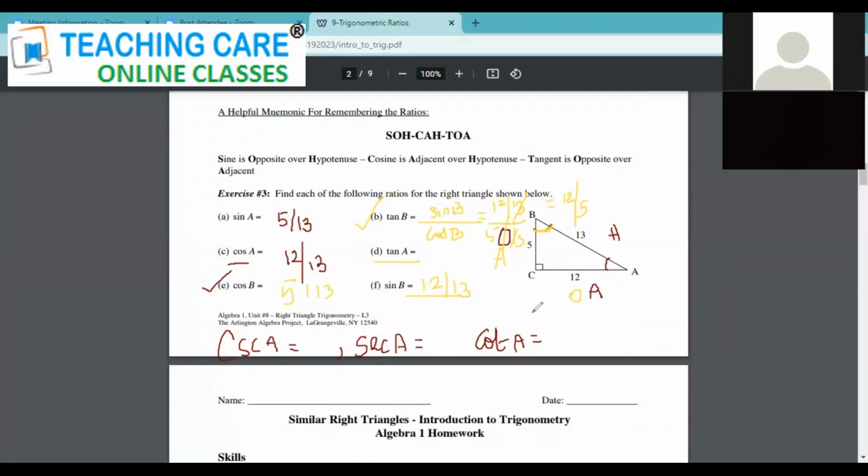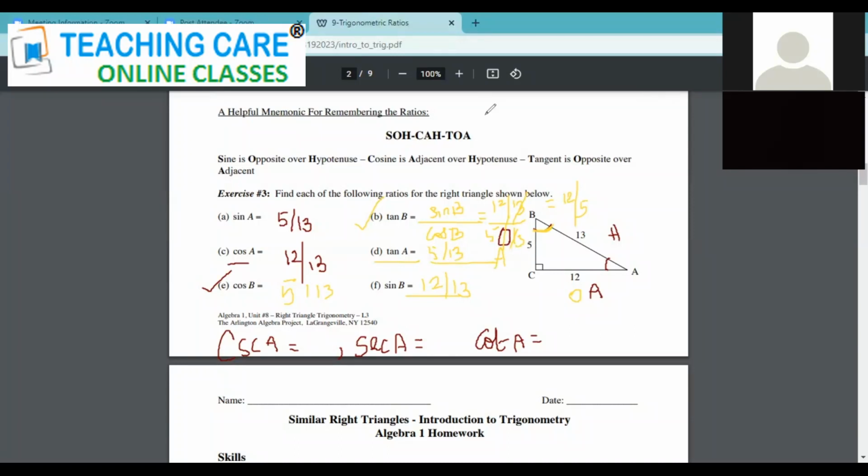5 over 13 divided by 12 over 13. Yes. Always tangent is sine over cosine. So what is the answer you will be getting? What is the answer for tangent of A? Tangent of A is 5 over 13 divided by 12 over 13. Give the final answer. I'm waiting for the final answer. 5 over 12.